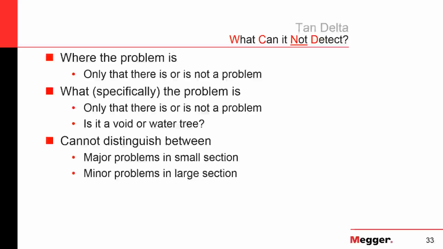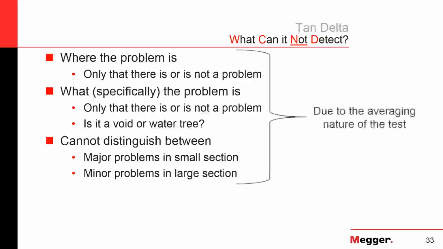And it cannot distinguish between a major problem in a small section, think of that single large critically sized water tree I showed before, or minor problems in a large section. Think of those small distributed water trees I showed before. It's very possible that those result in the same number, and that's because of the averaging nature of the test. You have a long cable out there, anywhere from 100 feet to multiple thousands of feet, and in the end, you have 7 numbers to represent that entire length of the cable. There's not really enough information there to tell you where the problem is.